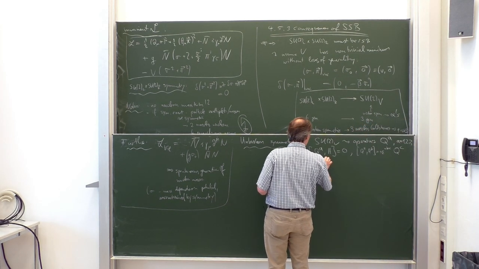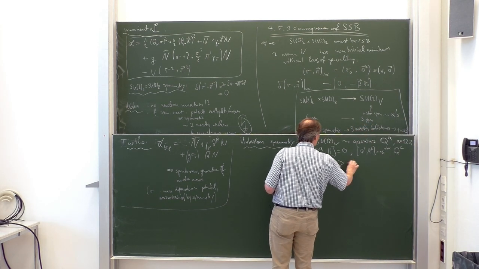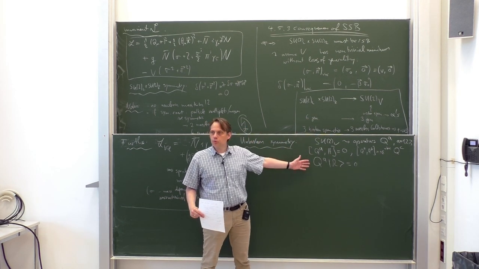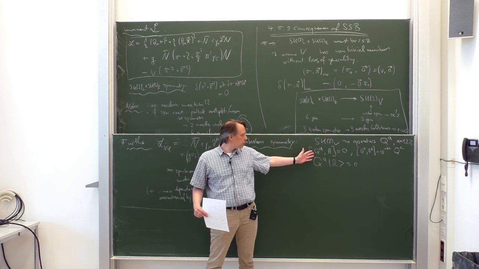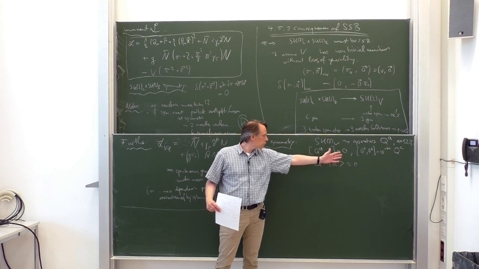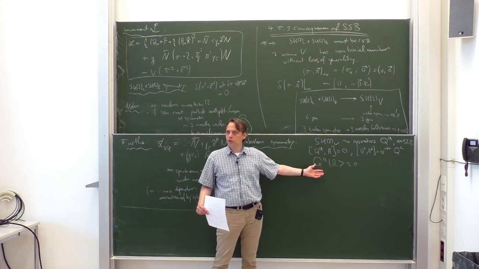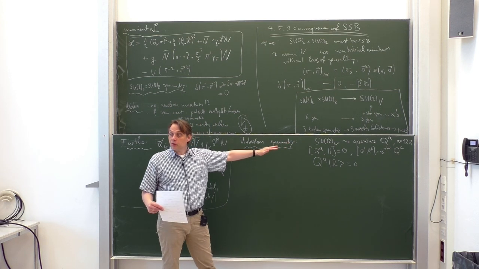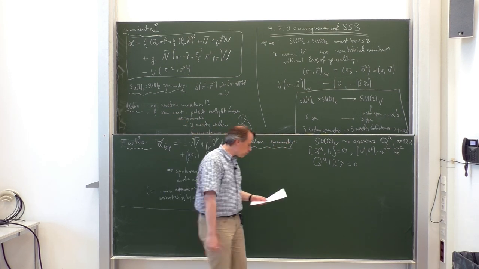And QA acting on the true vacuum of the theory is zero. So that means we have a true symmetry. It can be implemented on the quantum theory by operators which commute with the Hamiltonian, which satisfy internal commutation relations, and the vacuum is invariant. So all of this is true for that remaining SU2 vectorial symmetry.